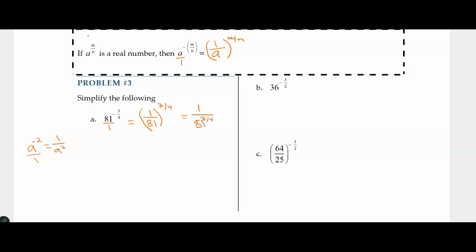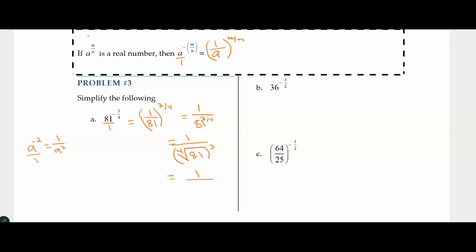Okay, so now let's change that to radical form. So I got 1 over the 4th root of 81 raised to the 3rd power. Right, so remember my root is 4, so that goes here. And then that top number is my exponent on this. I've got 1 over the 4th root of 81.